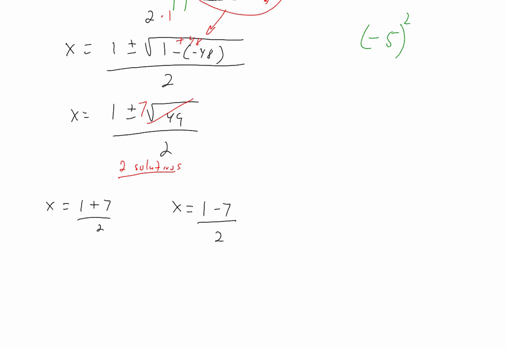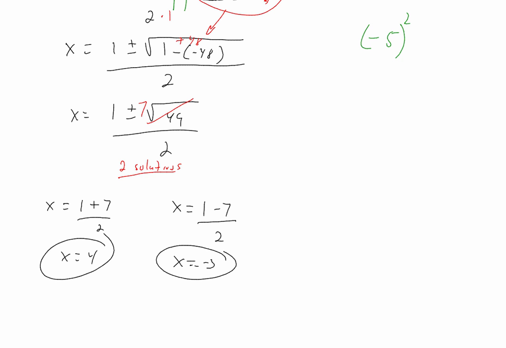All right, so the left is what? 8 divided by 2, and that's a 4. And the right is a negative 6 divided by 2, and that's a negative 3. And those are our 2 solutions. X equals 4, x equals negative 3.